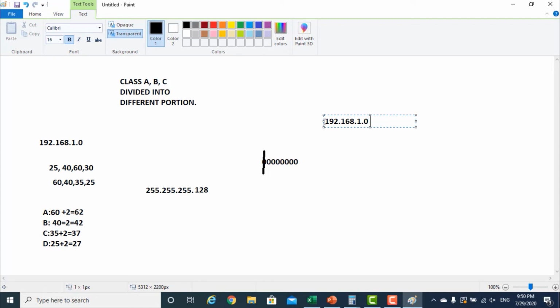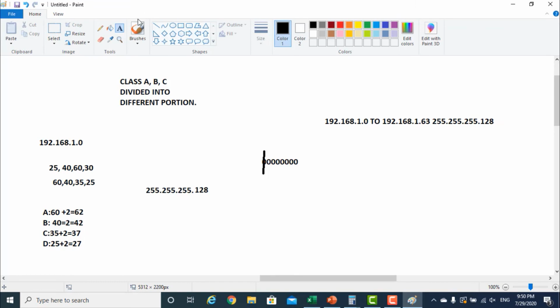I'm not ignoring that, but there are some other benefits that after 60 you will see in the 40, the department B. So it will start from 0 to 192.168.1.63. From 0 to 63 we will have 64 IP addresses. 2 are the wastage. We don't have any other option. And the subnet mask is going to be 128. This is for company A.